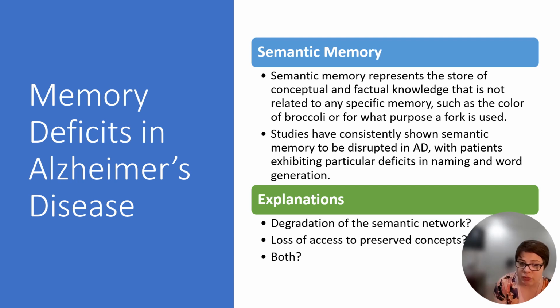And there are a multitude of different explanations for this. One of the explanations is that there's simply a breakdown of the semantic network. So there's a failure to create this integrated network where different concepts are stored in accordance with their properties. There might also be a loss of access or an inability to retrieve concepts and categories, or both might be true.